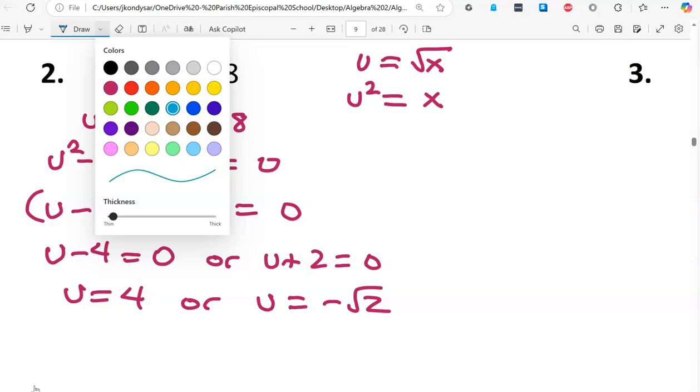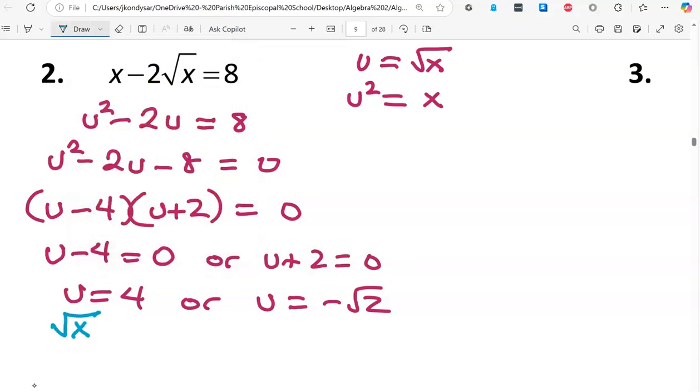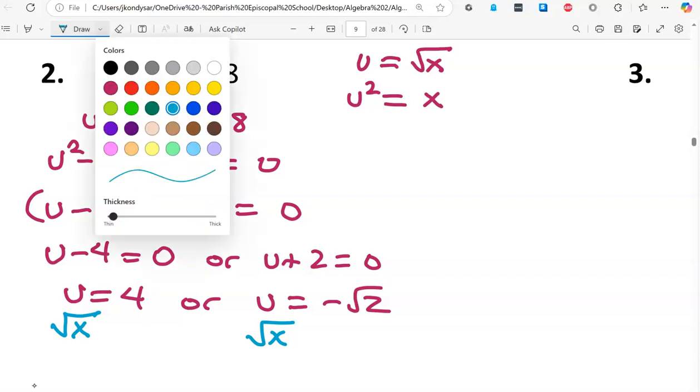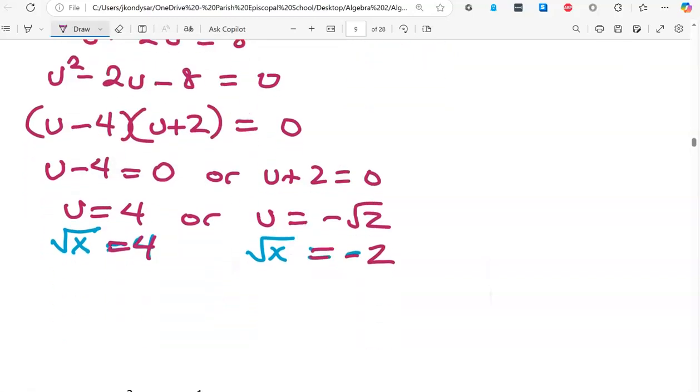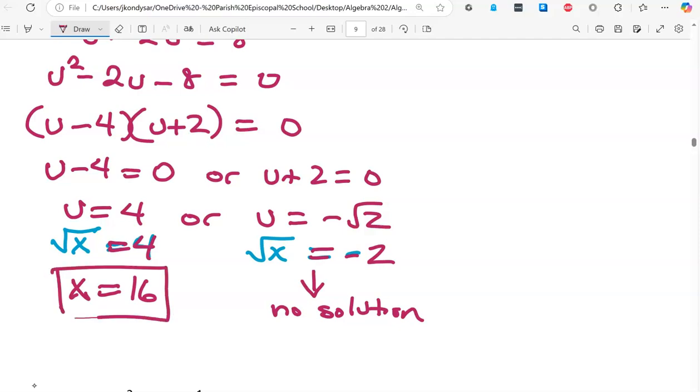Now let's back substitute. So either the square root of x is equal to 4 or the square root of x is equal to negative 2. On the left, square root of x is equal to 4. We can square both sides and get a solution of x equals 16. On the right, the square root of x is equal to negative 2 is not possible. A square root never produces a negative number, so there is no solution there. What this means is we have just one solution to this equation, x equals 16.